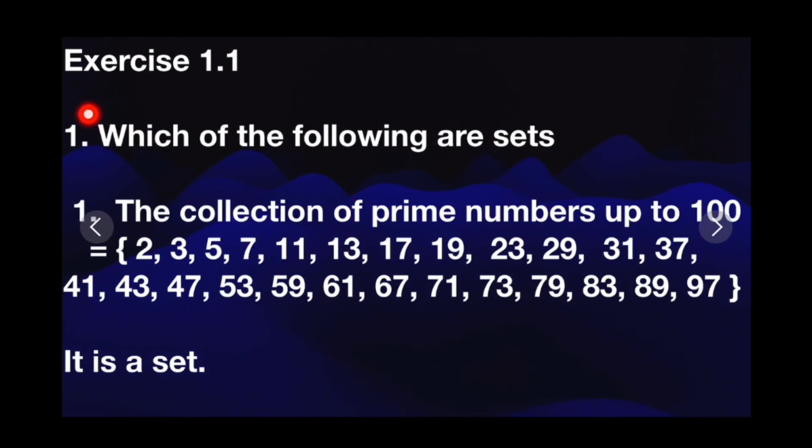Okay, let's go to exercise 1.1. Which of the following are sets? Number 1, the collection of prime numbers up to 100. We know there are 25 prime numbers up to 100. It's a very well defined set and we can list it like this. So this is a set.